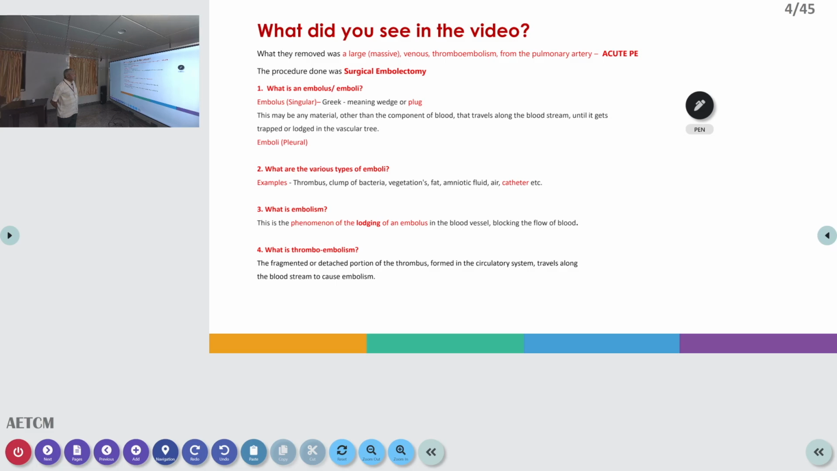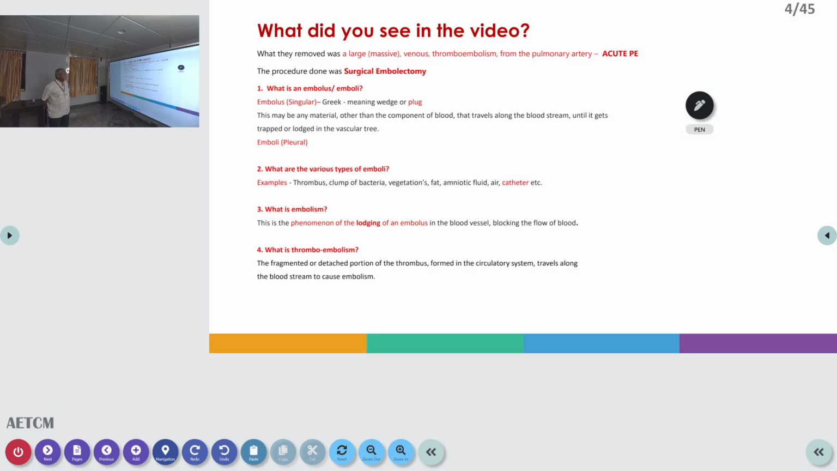Okay, so now we go to the terminologies. What is meant by embolus or emboli? Embolus is singular, like bronchus. Emboli is plural, like bronchi. It's a Greek word, embolus, that means wedge or plug. Any material other than the component of blood that travels along the blood stream until it gets trapped or lodged in the vascular tree is called an embolus.